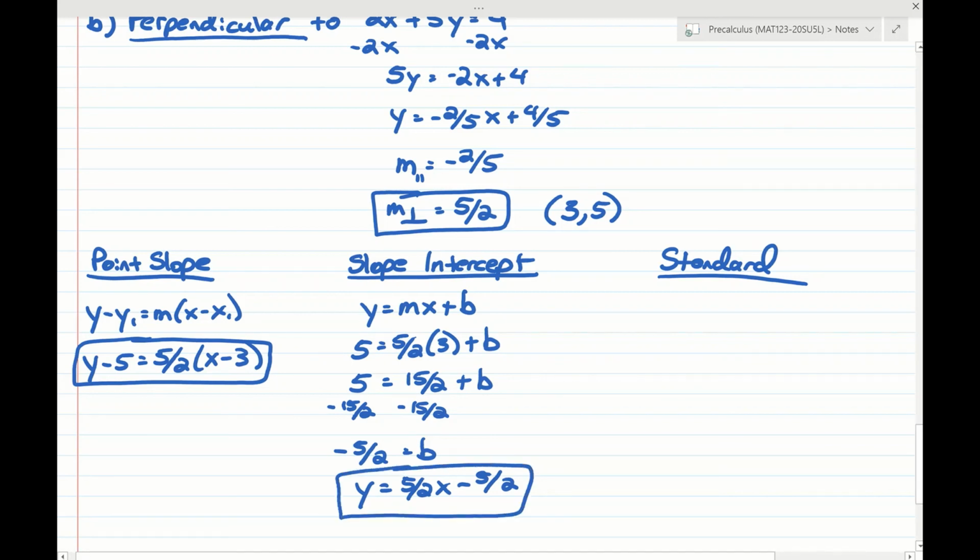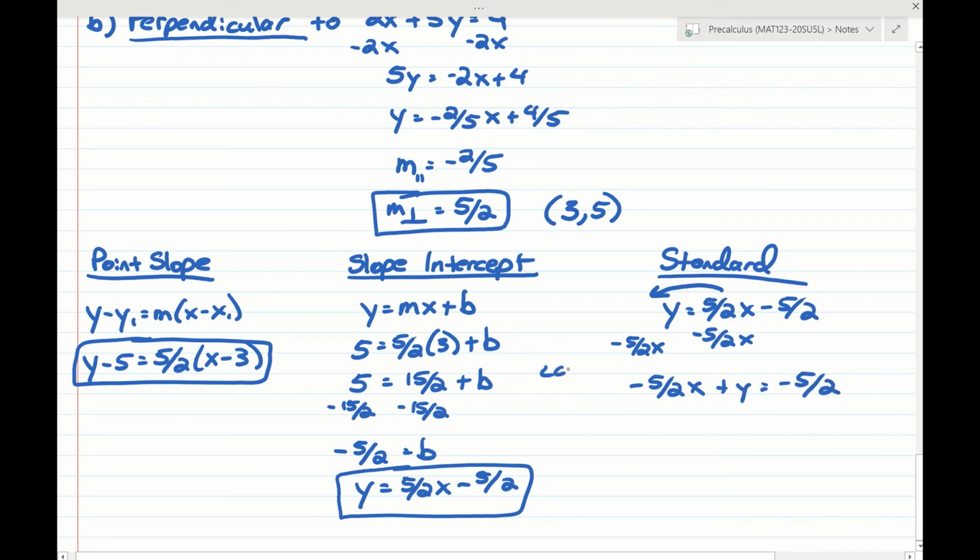And then as far as the standard equation, we could take our slope-intercept and just rearrange it. So I'll get the x and the y together. We get negative 5 halves x plus y is equal to negative 5 halves. We want to get rid of fractions. Our LCD is 2. But if we actually multiply by negative 2, we would get a positive a value. So this would be 5x minus 2y is equal to 5. That would be our equation in standard form.